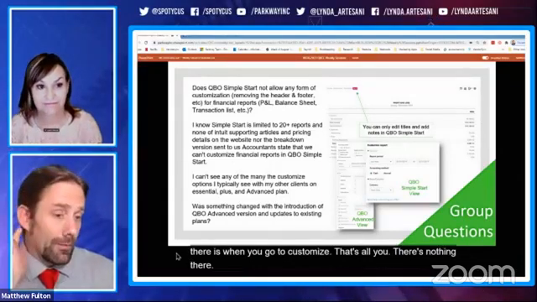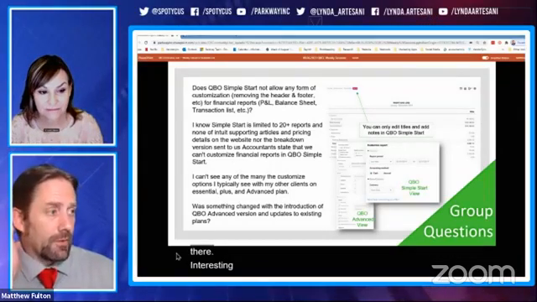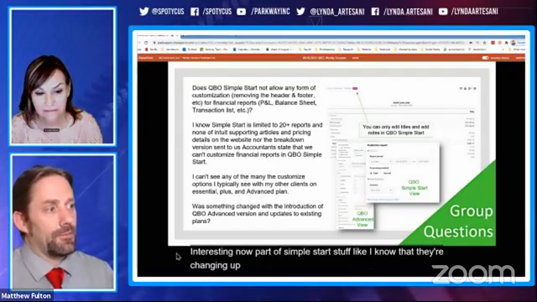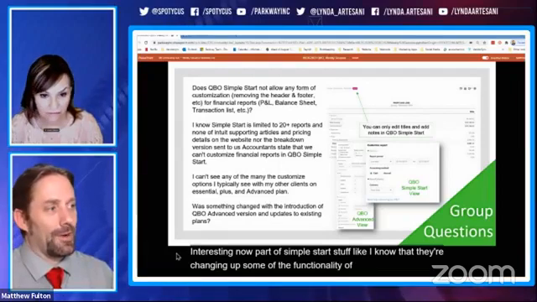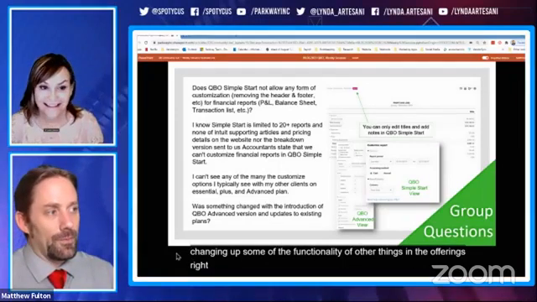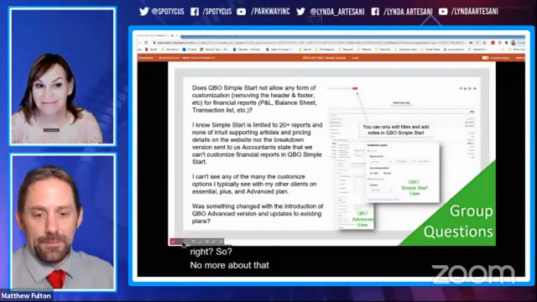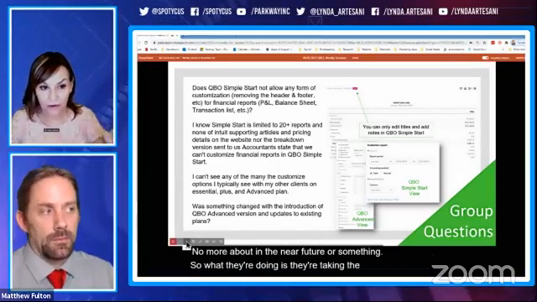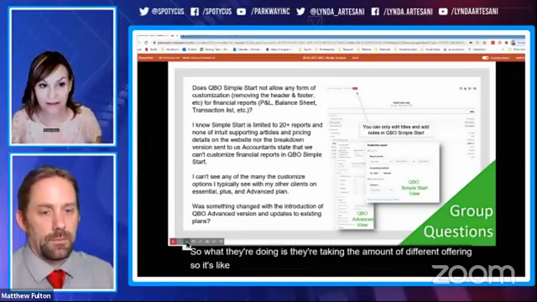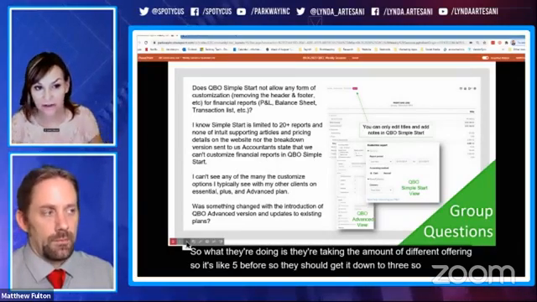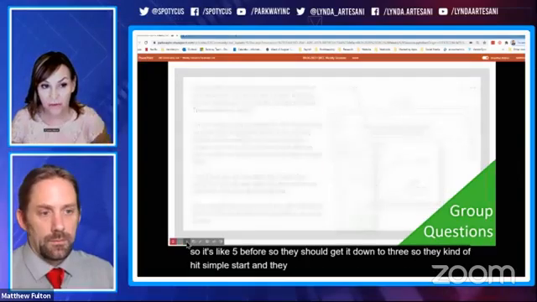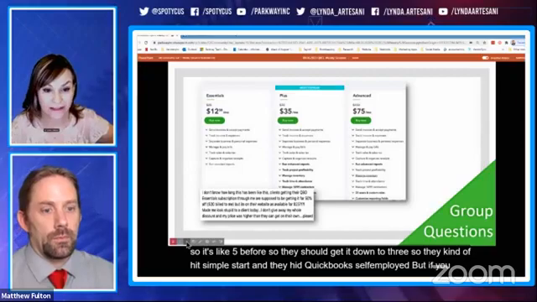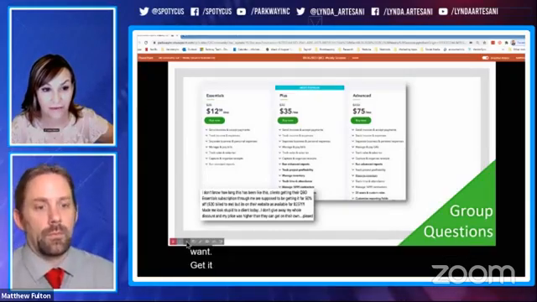Now, part of Simple Start stuff, like I know that they're changing up some of the functionality of other things in the offerings, right? So we'll know more about that in the near future. Yeah, what they're doing is they're taking the amount of different offerings. It's like 5 before, so they're shrinking it down to 3. So they kind of hid Simple Start and they hid QuickBooks Self-Employed. But if you want either one of those, you have to call to get it. So it's kind of making it harder to get those two things.